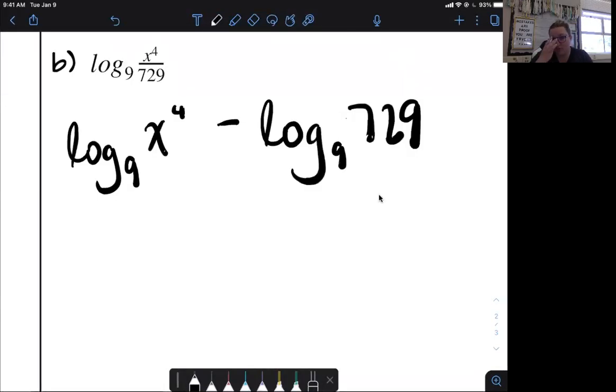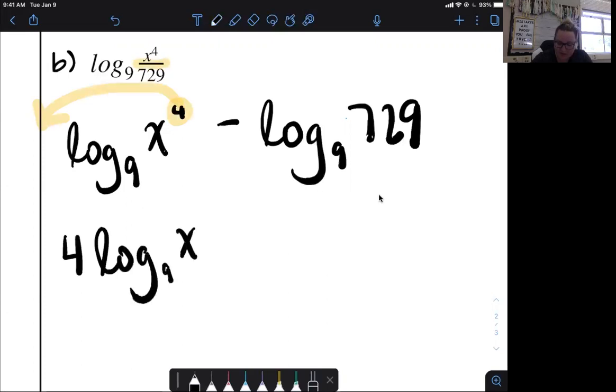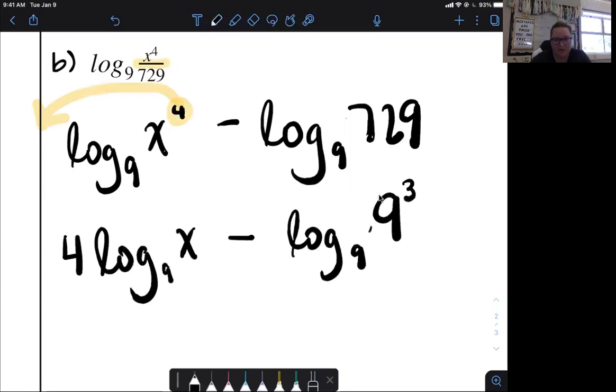So I'm going to walk us through most of this problem. So I rewrote it as the log base 9 of x to the 4th minus the log base 9 of 729. We're going to take this 4 and bring it out in front of the log using the power property. So 4 times the log base 9 of x minus, and then I realized that 729 is 9 to the 3rd power.